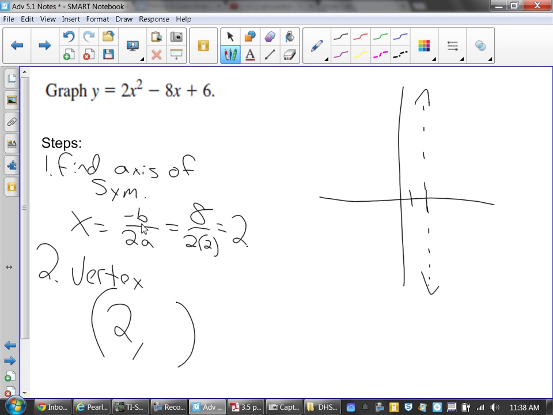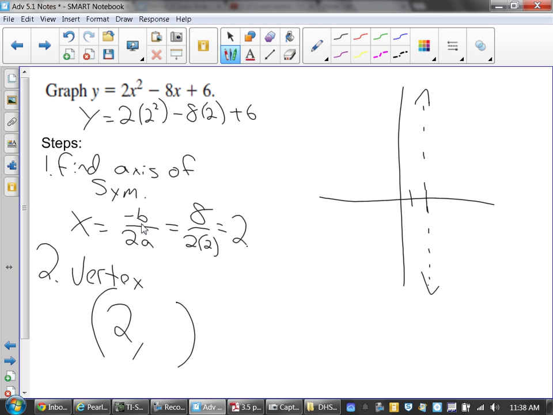No. You said plug in. Oh, substitute. Okay. And yes, you are right. All you have to do is substitute in 2 for x. And you'll notice that most of the time these numbers are so easy, you don't have to do anything besides using your head. To figure out what y is, you take 2 times 2 squared, subtract 8 times 2, and add 6.